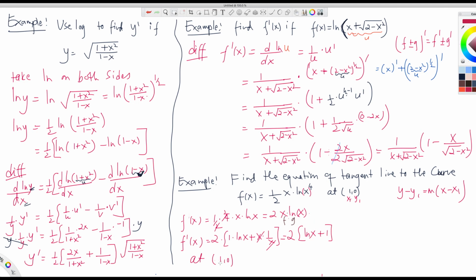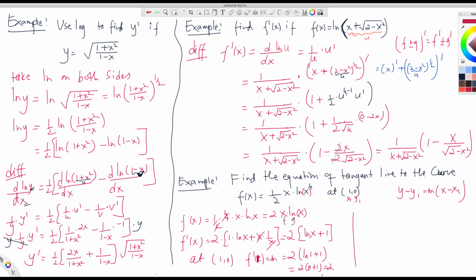Okay, so at 1 comma 0, this becomes f prime of 1, because x is 1, equals m equals 2 times natural log of 1 plus 1. What is natural log of 1? Natural log of 1 is 0. So it will be basically 2 times 0 plus 1, which is 1, so m is 1 times 2, basically 2. The slope is 2.